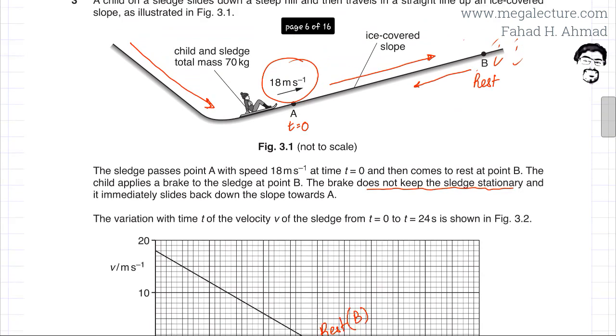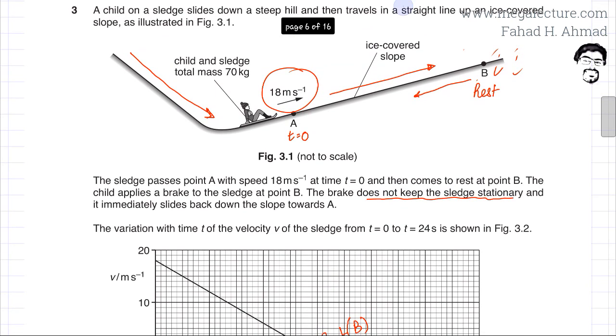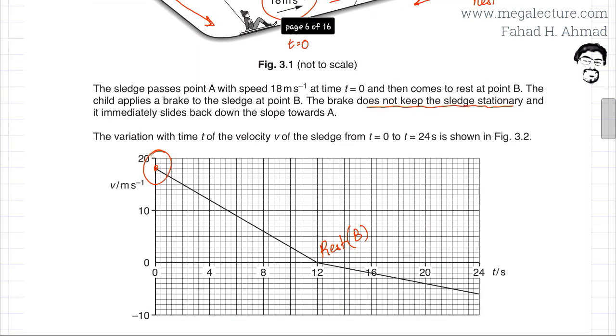If you go back to the image again, the sledge is traveling at 18 meters per second. So the initial point is 18 meters per second on the graph, and it's going to decelerate. Gradually, the speed would decrease and it would reach point B. And after reaching point B, the sledge goes in the opposite direction. So the velocity would have a negative sign and the velocity would start to increase again.